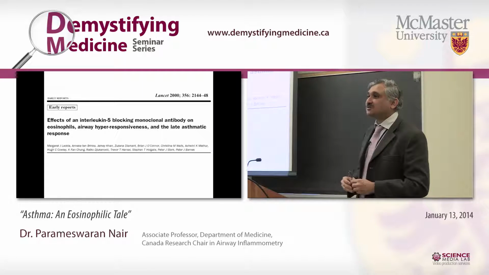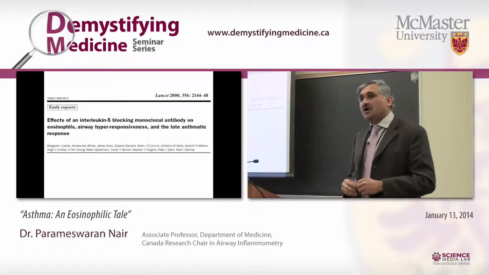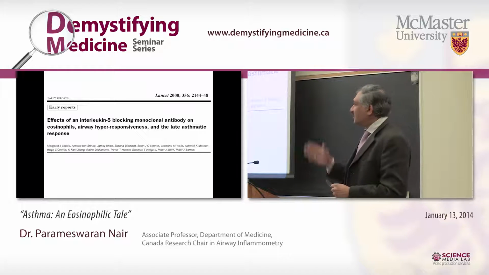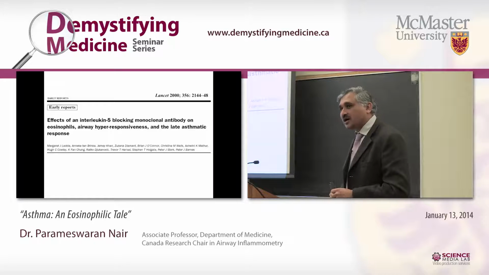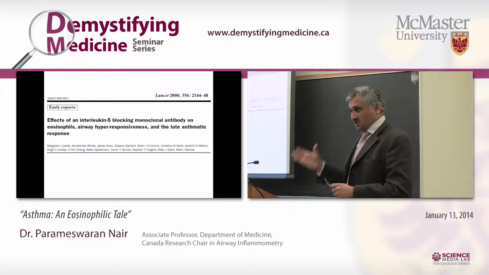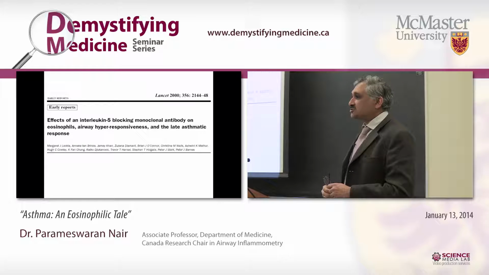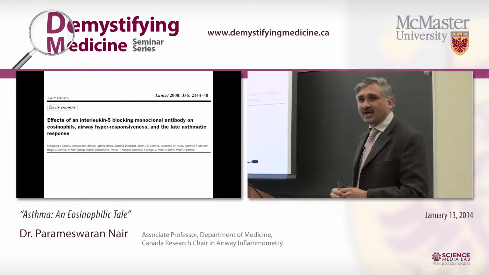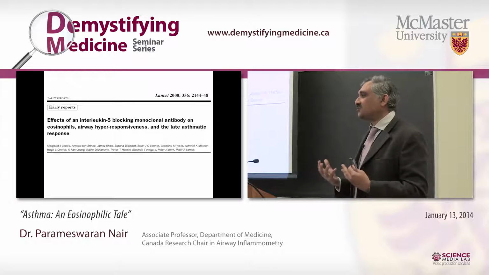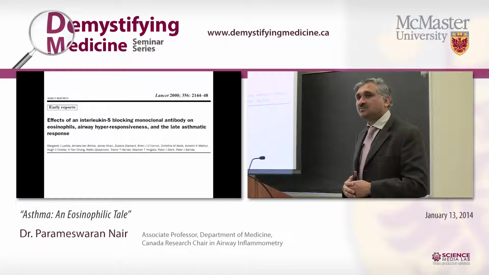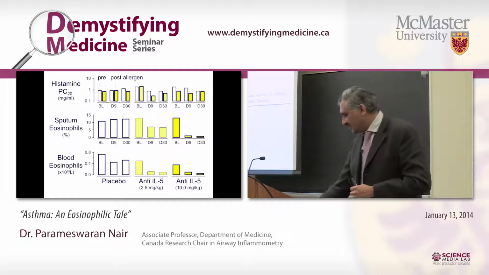A company, GlaxoSmithKline, developed the drug, a monoclonal antibody to block interleukin-5, and it was evaluated in a trial from two centers in the United Kingdom and a center in Holland. They evaluated the effectiveness of this drug in an experimental model that Dr. Byrne highlighted, which is an allergen inhalation. Allergen causes eosinophils to go up in the lung, and if this is effective, it should block the eosinophils. And sure enough, it did.